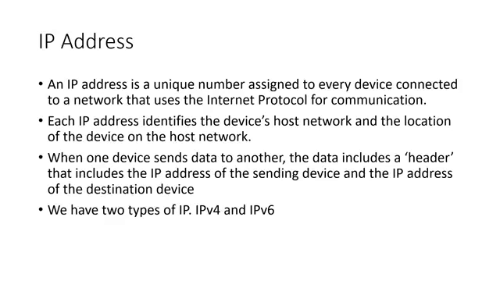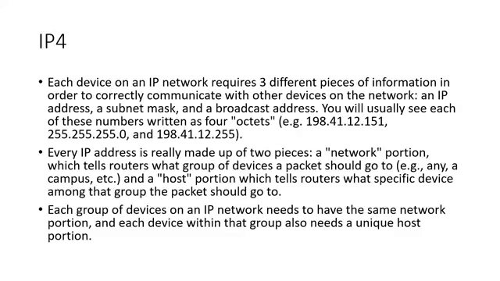There are two main types of IP addresses: IP version 4 and IP version 6. I won't focus much on IP version 6, but we'll touch more on IP version 4. Each device on an IP network requires three different pieces of information in order to correctly communicate with other devices on the network: the IP address, a subnet mask, and a broadcast address.